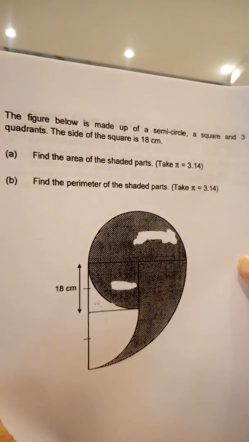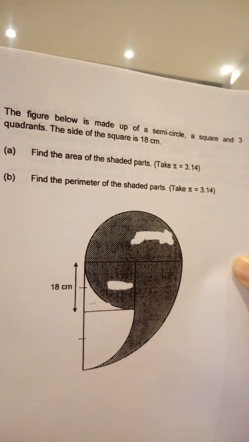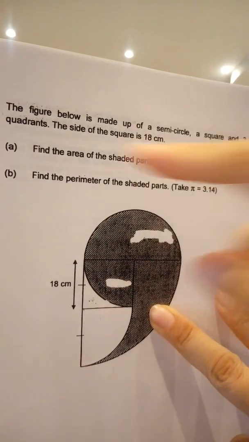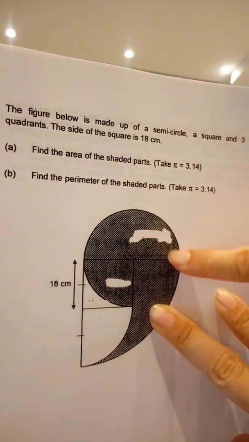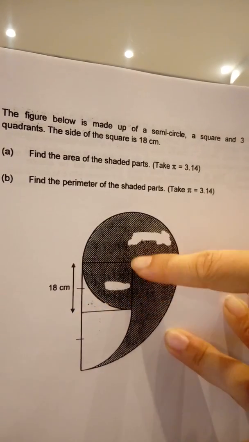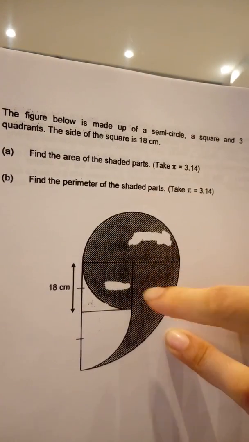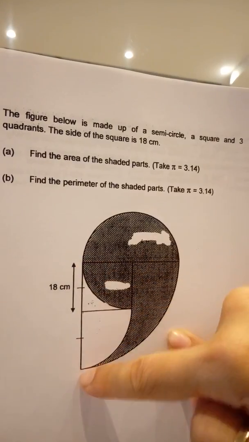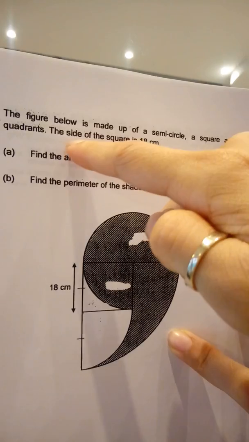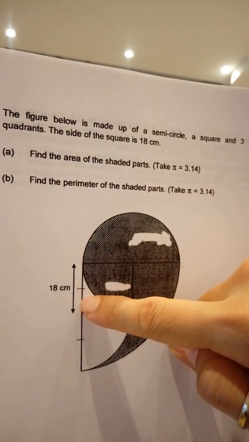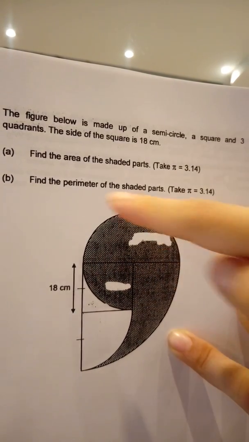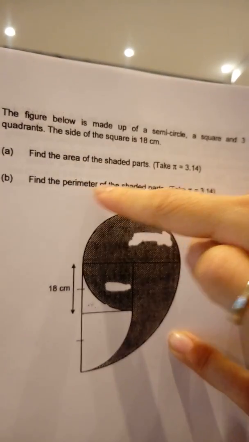Question 15 is not difficult, just that there's a lot of steps because I have to find the area of the semicircle. Okay, I'll read the question to you first. The figure below is made of a semicircle, which is this, a square, which is this. You can see a square here, and 3 quadrants. So 3 quadrants, you get 1 here, the big one, small one, 2, and then 3. Now the side of the square is 18. It is 18 here. This is also 18. This is also 18. So this is 36. Right? Cool. Find the area of the shaded part and also the perimeter of the shaded part.